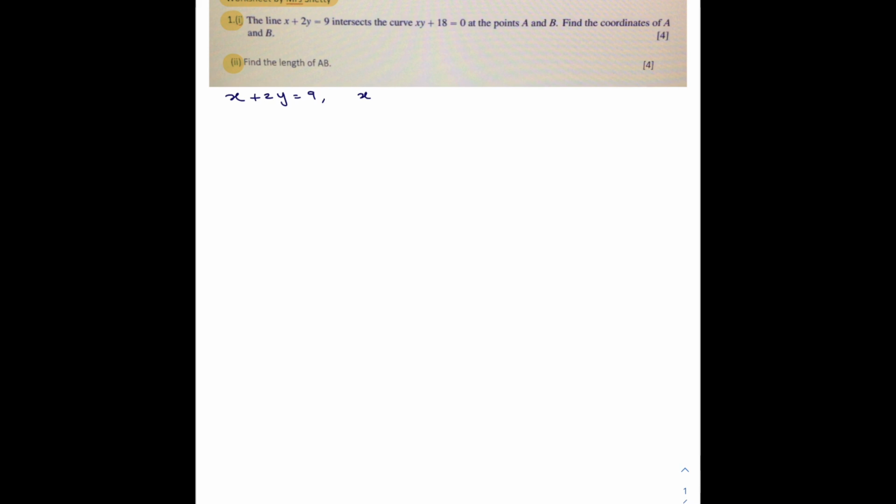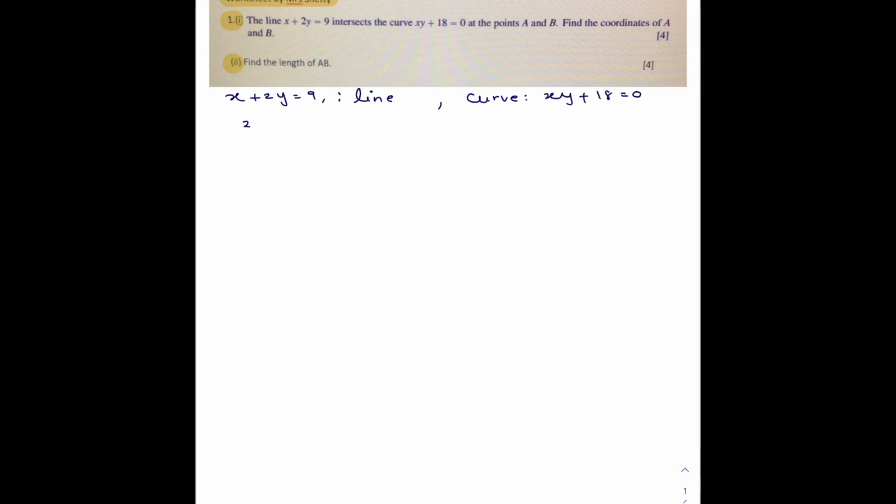The line x plus 2y is 9 intersects the curve. So let me just say that's the line, and the curve is xy plus 18 equals 0, at the points A and B. Find the coordinates of A and B.